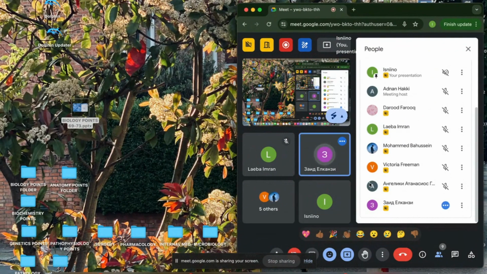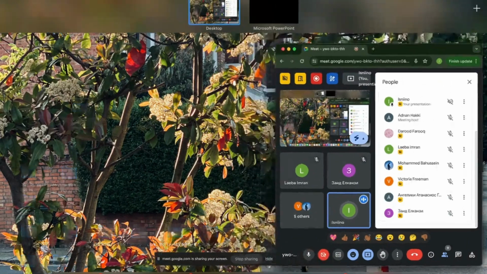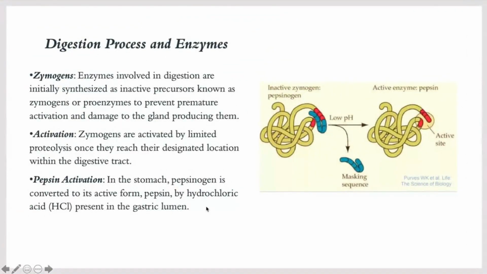To fit its substrate so it can function. I said the purpose of the active site is so the substrate can fit in so it can do its function. Yes, exactly. The active site is that area where the substrate is going to go in, and then the enzyme is going to be able to break it down.